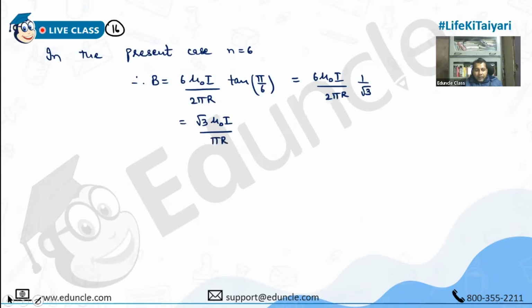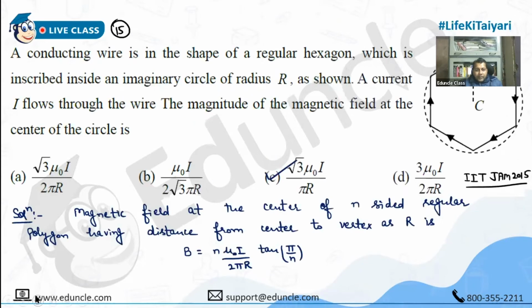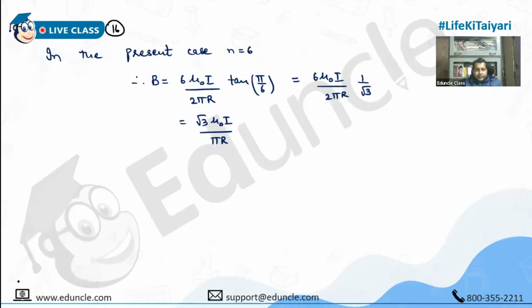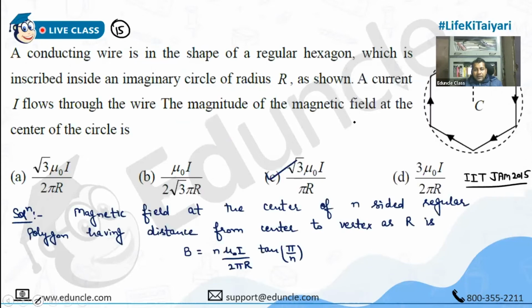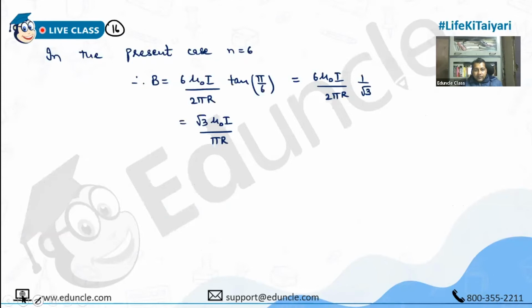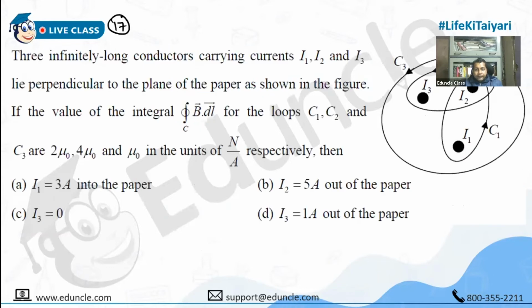Root 3 mu naught I by pi r, na? Please check everyone. So I have given you the generalized formula, which is dependent only on the number of sides. And there is another formula, which is in terms of side length, in which this side length is given, this distance is not given. So be careful while using the formula.